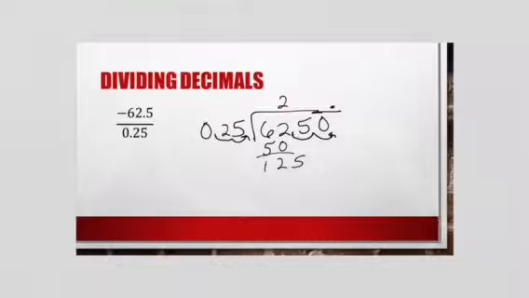How many times will 25 go into 125? Well, I think of that as being 5 quarters. So that one made it pretty easy. 5 times 25 is 125. We get 0. Bring down your 0. How many times will 25 go into 0? 0 times. So our answer is 250, but is that our answer? Well, this is a negative divided by a positive, so it's negative.